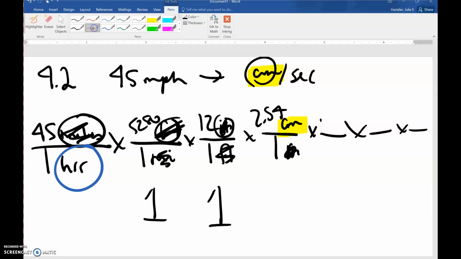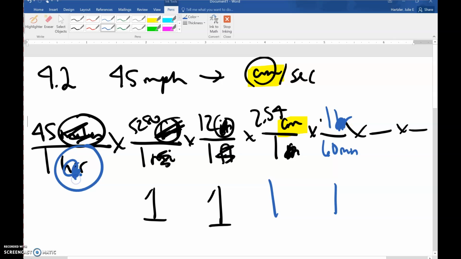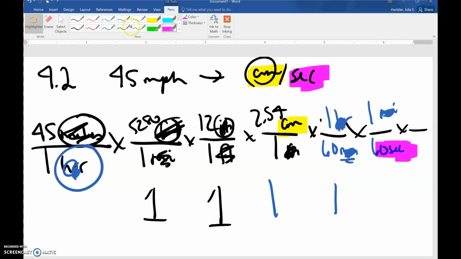So let's see. I have hours, so I'm going to put hours on top. And 1 hour has 60 minutes. And again, these better equal 1. So now hours cancel. Minutes is on bottom, so I need minutes on top. And so I know that 1 minute has 60 seconds. And so I have another unit I want as seconds, so I don't need that last little container.